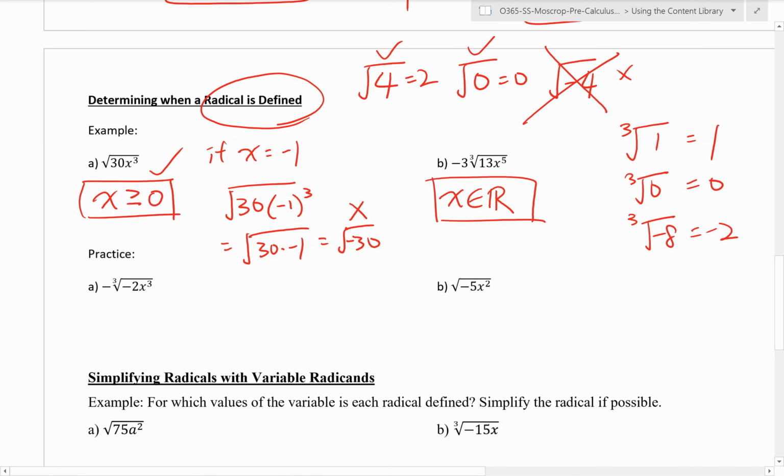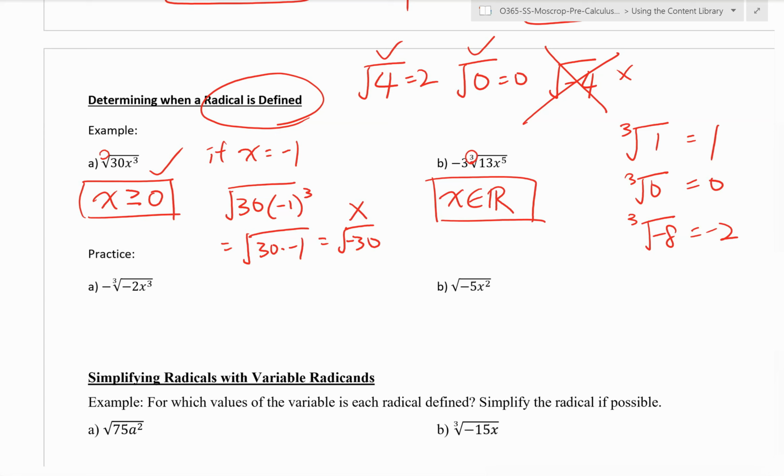Okay, so that is that. The moral of the story here is that when we have an odd number as the index, x could be anything. However, when the index is an even number, that's when we need to be careful, okay? X sometimes can be anything, but sometimes it has to be positive only.